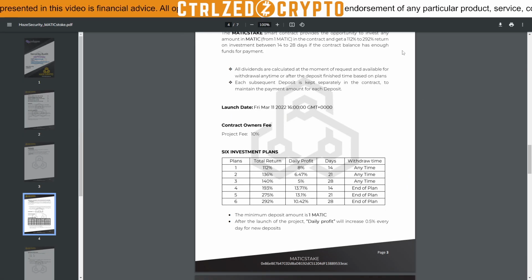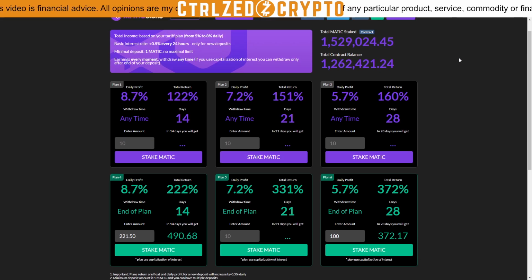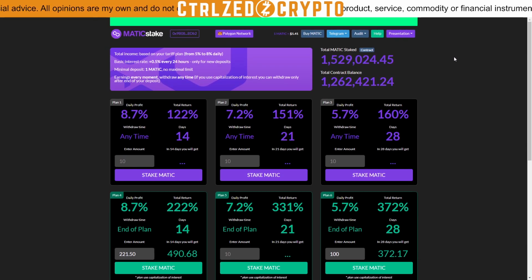which are these rates. One thing I'll add is that this is similar to MATIC Staker, but different to Multimatic, in that there is a rate increase. Every 24 hours, these rates go up by 0.5%. So the daily rate goes up by 0.5%, which means the total return over the period goes up by 0.5% times the number of days. That would be 14 times 0.5%, which is equal to 7%. So in 24 hours, this will go up to 129% return on this plan 1, for example.